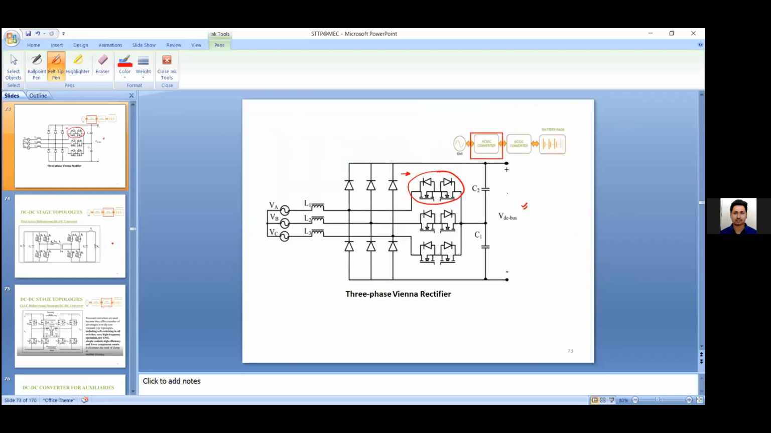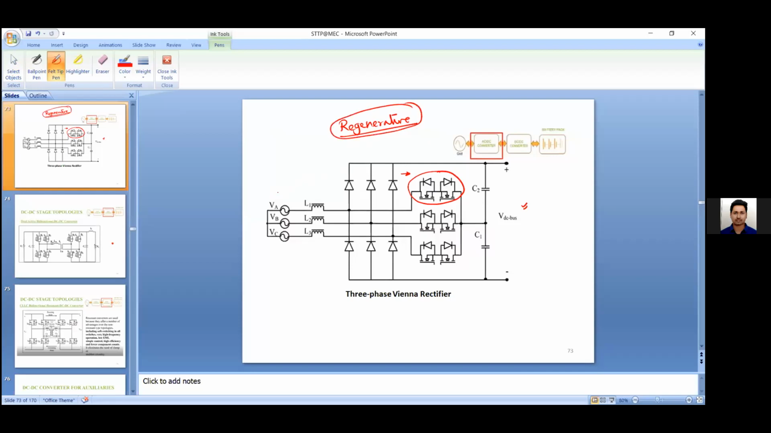Suppose there is excess energy here. As we discussed, we have regenerative braking. In regenerative braking, part of the energy is fed back to the source. So this is your source. In regenerative braking, part of the energy is fed back to the source.